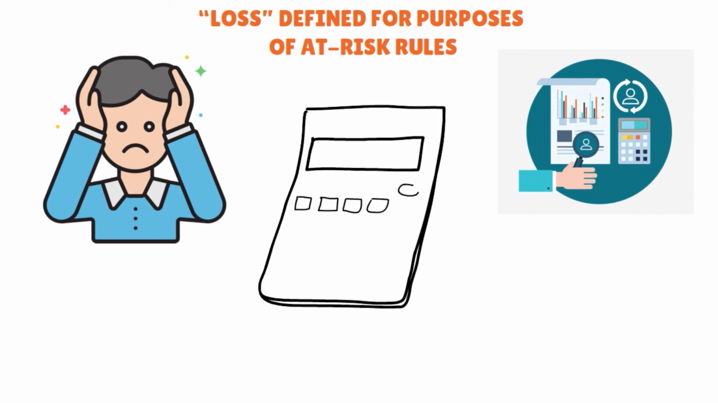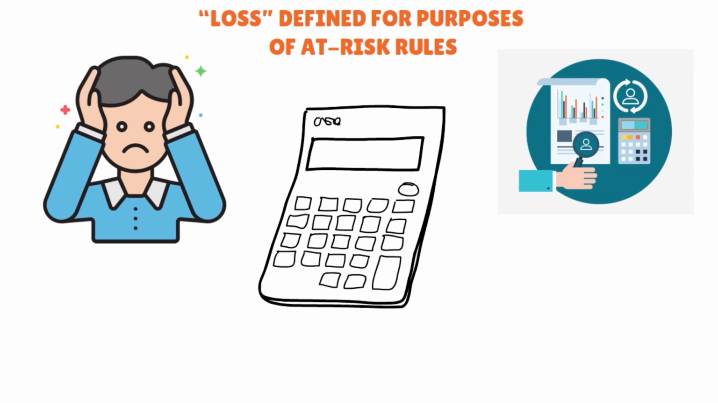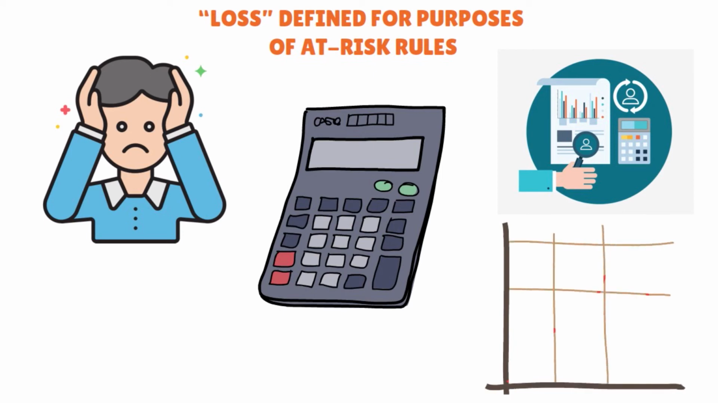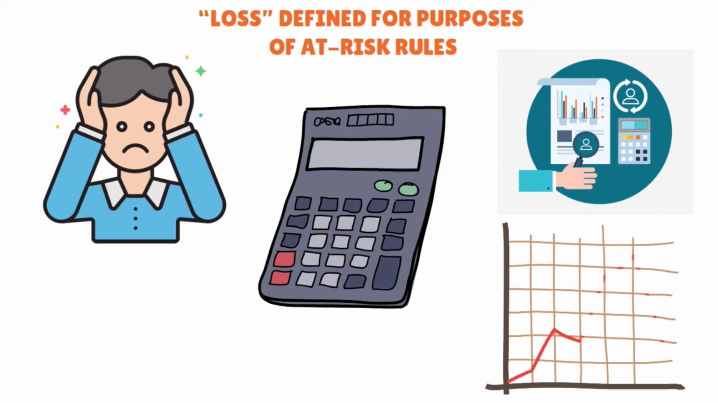Rather, they limit the deductibility of losses. That's the key word here, the losses. Not the expenses, the losses. So a loss in this context is defined as the excess of otherwise allowable deductions allocable to an activity over income received from the activity for the tax year.